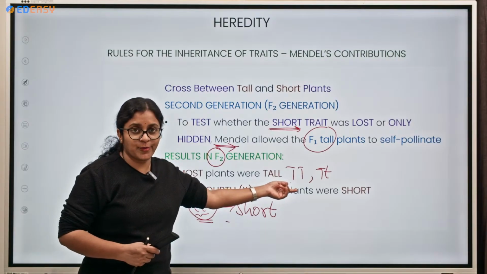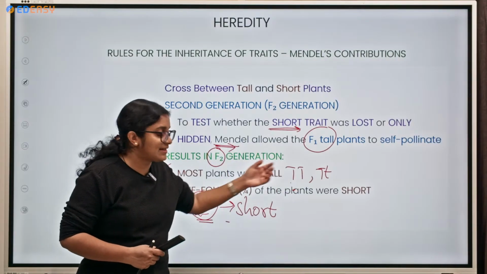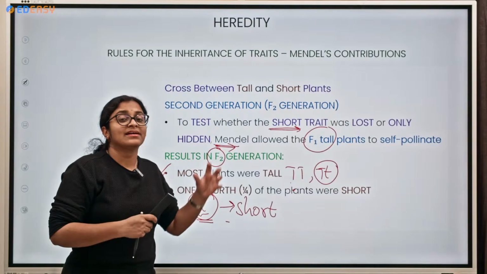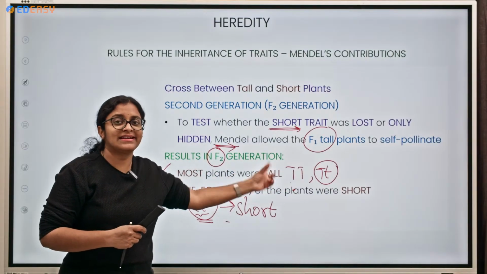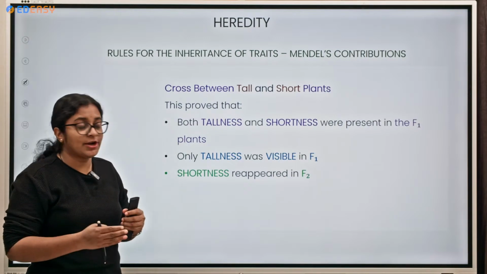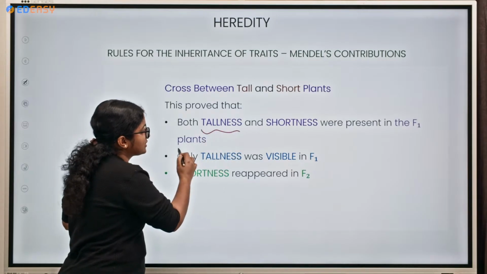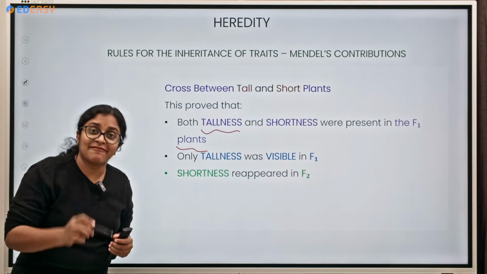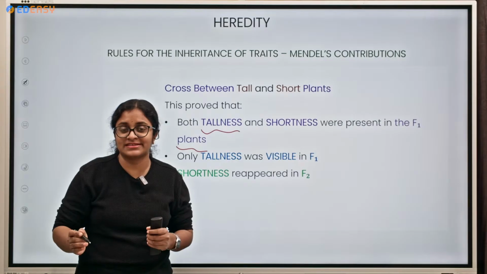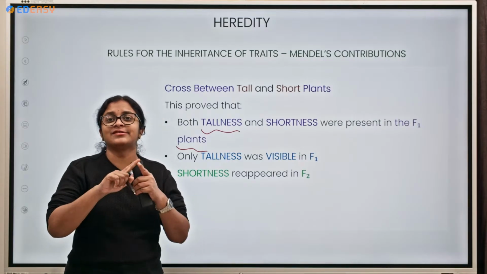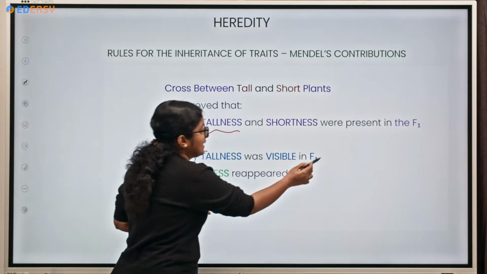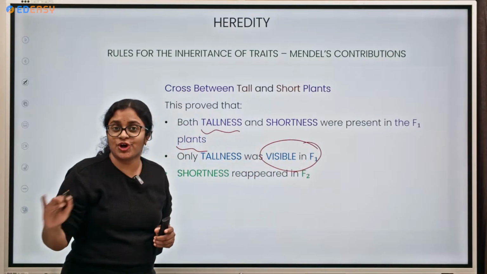Whereas here, this is homozygous. The dominant trait over here will be the tallness. This is heterozygous because it is capital T small t, but the dominant trait will be capital T, the tallness only. So what did this prove? The cross between the tall plant and the short plant proved that the characteristics of tallness and shortness were present in the F1 plants, but shortness did not get expressed. Only tallness was visible in the F1 generation, but not shortness.